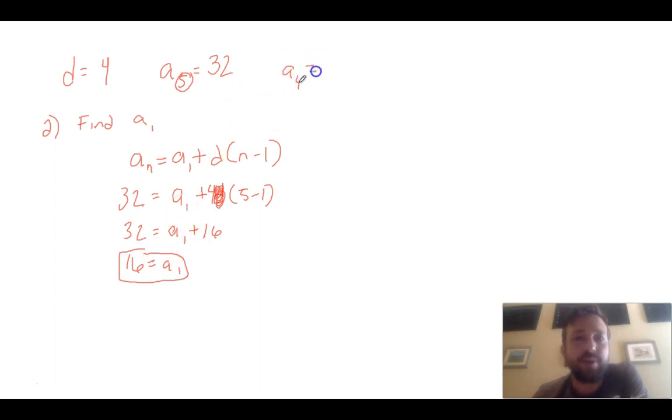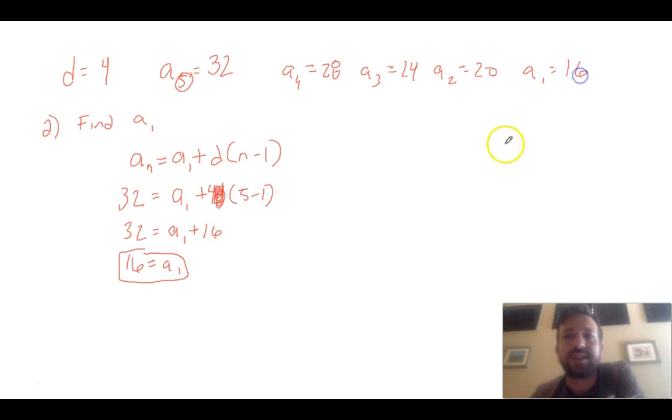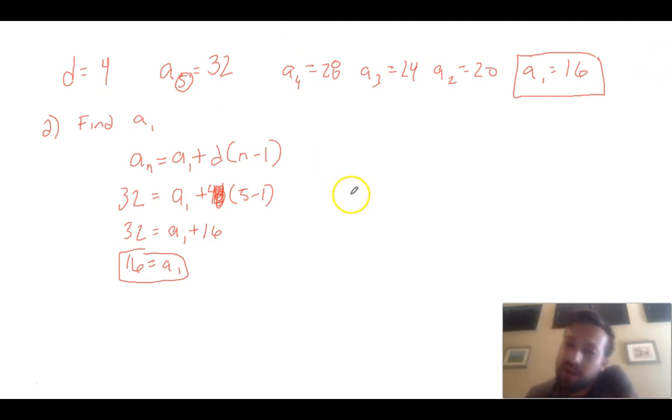A sub 4: you'd subtract 4, that would give us 28. A3, subtract 4, that would give us 24. A2, subtract 4, that would give us 20. A1, subtract 4, that would give us 16. Look at that, we come out to the same answer whichever way we do it. But remember, if I had given you A sub 510, you're going to be going for a very long time. So you want to use this method because it'll be quicker if this number is too high.